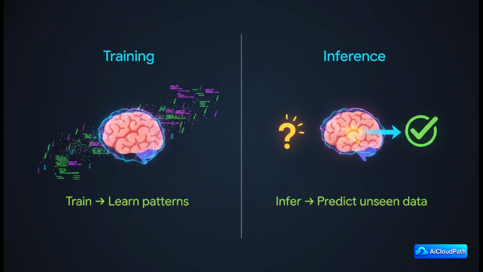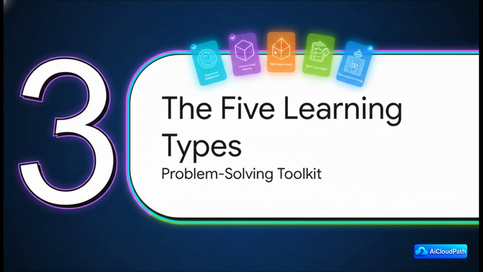First comes training. This is the homework, the study phase. You feed the model tons and tons of data, and it just grinds away, learning all the patterns and connections. Then comes inference. That's the test. It's when the model takes everything it learned and applies it to new data it's never seen before to make a prediction. So you study, and then you perform. Simple as that.